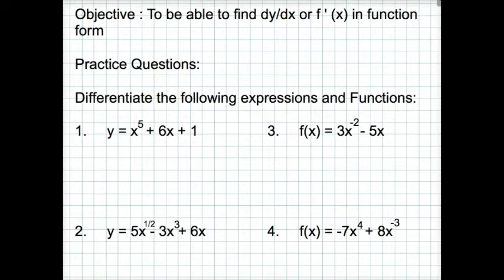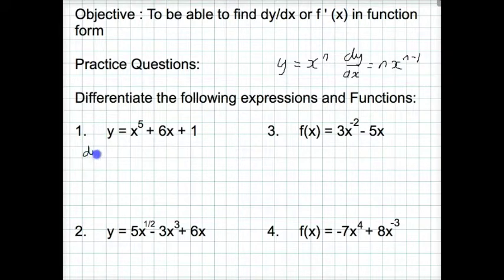Hi, welcome back. Let's go through these questions now together. What we've got to do is differentiate these expressions. Differentiate means find dy dx. If we're finding dy dx, you should know that if y equals, for example, x to the n, then dy dx is going to equal n times x to the n minus 1. So that's what we're using on these expressions here.